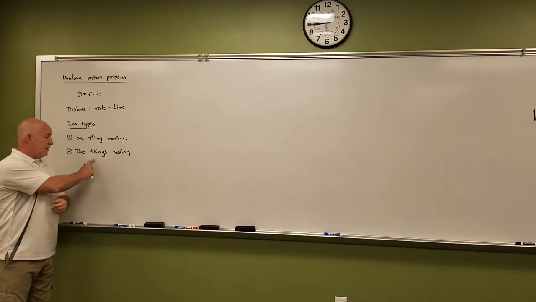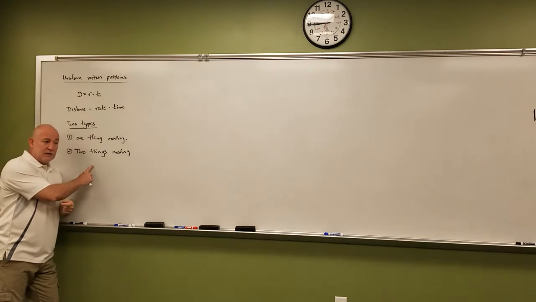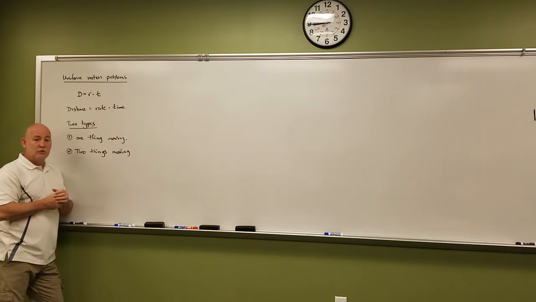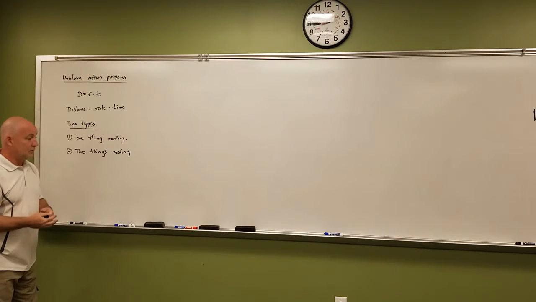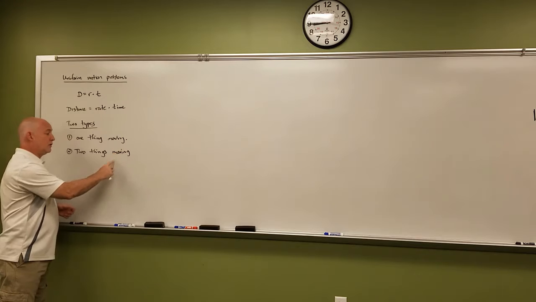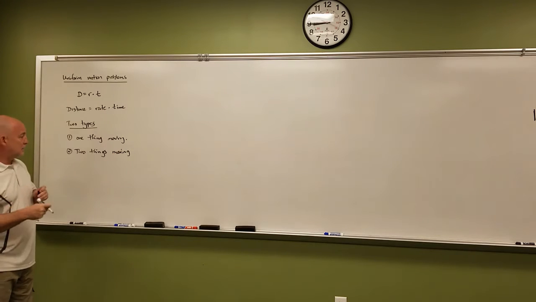The ones that get very difficult are the two things moving. In fact, these are the ones that almost all the math jokes are made about. You know, two trains leave Chicago, one's going east, one's going west. How many pancakes can you cook in an hour? So let's see if we can handle a few of these, because these are rather tedious to get through.